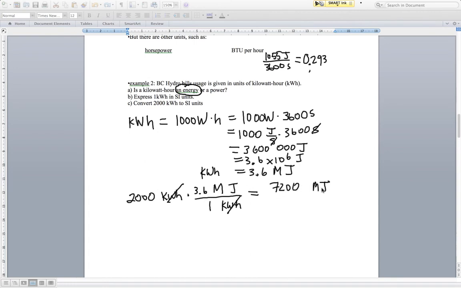7,200 million joules. So now we're going to do a little scientific notation trick. There's another 3 powers of 10 here, right? This is 7.2 times 10 to the 3. And remember that mega is 10 to the 6. That's 6 powers of 10. So I've really got 3 powers of 10 and 6 powers of 10. I've got a total of 9 powers of 10 here. So 1,000 mega is really a giga. It's 10 to the 9. So my 2,000 kilowatt hours of electricity that I use is equivalent to 7.2 gigajoules.